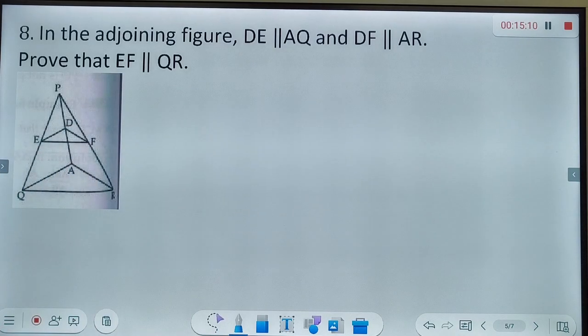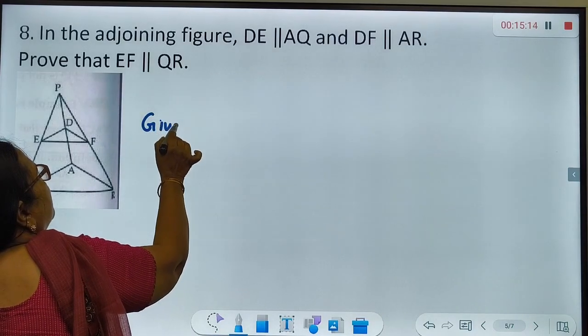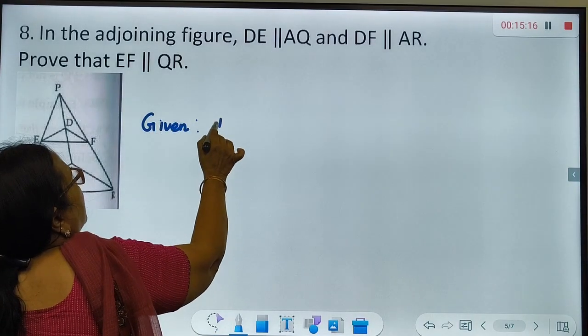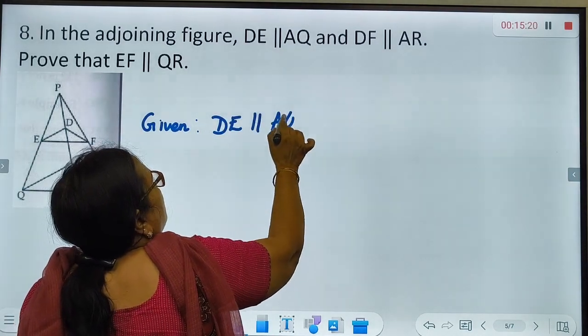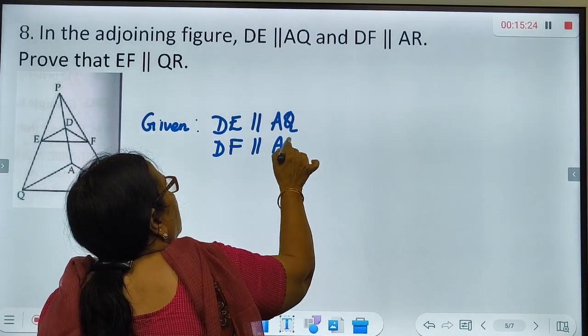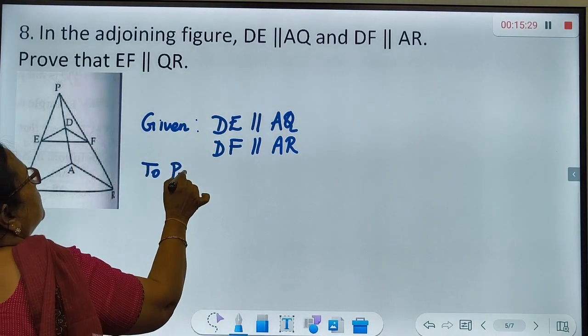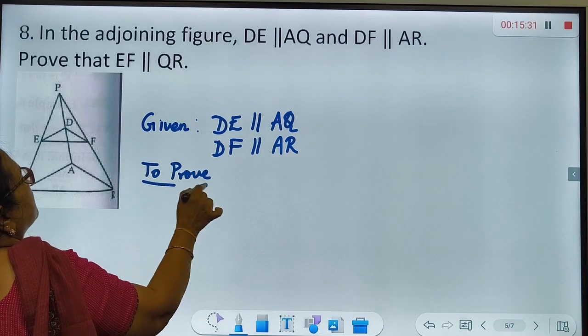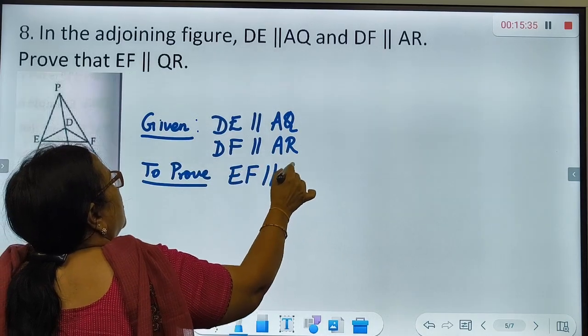Now look at this. So what is given? Always write down first what is given and what is to be proved. Given DE is parallel to AQ, DF is parallel to AR. What do you need to prove? EF is parallel to QR.